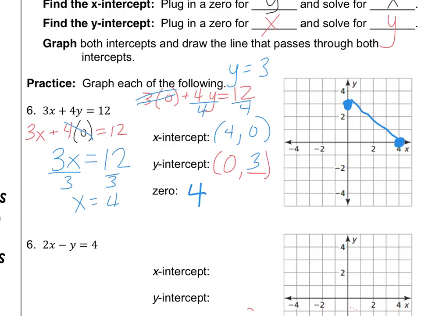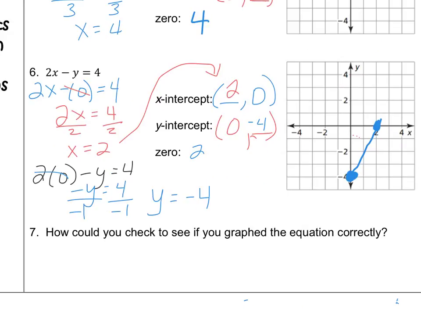Okay, I'd like you to pause the video and practice the second number 6 on your own. Okay, verify that you graphed this one correctly. And then the question, how could you check to see if you graphed the equation correctly? Well, you could take another point on the graph, maybe like this point right here, (1, -2), plug that in for x and y, and make sure it equals 4.